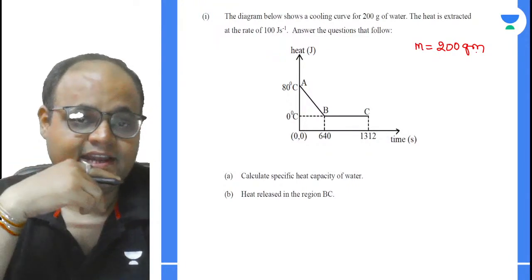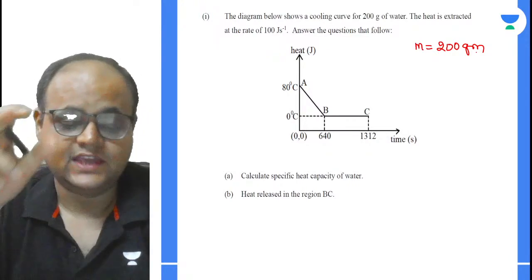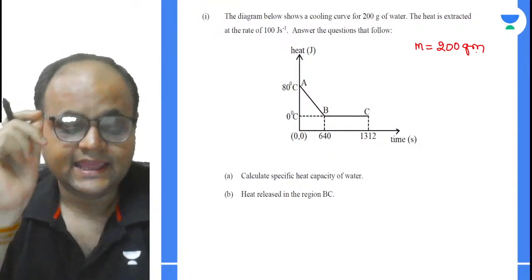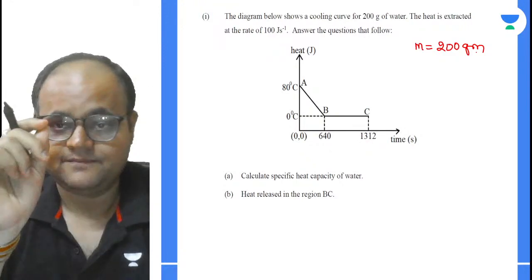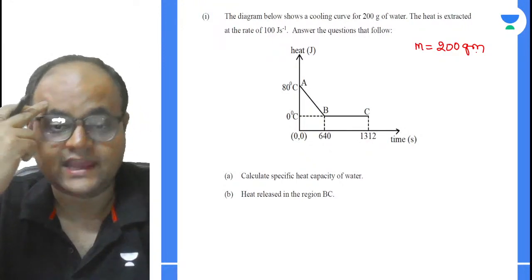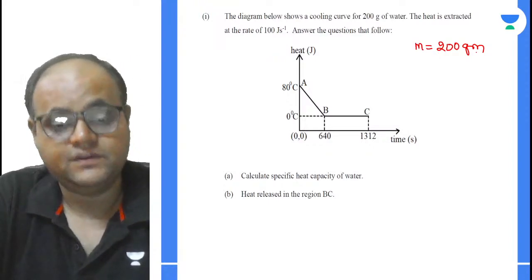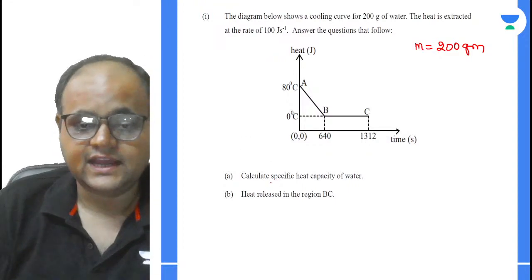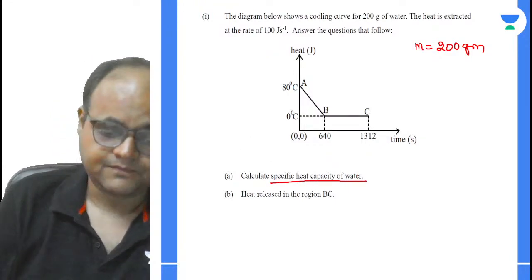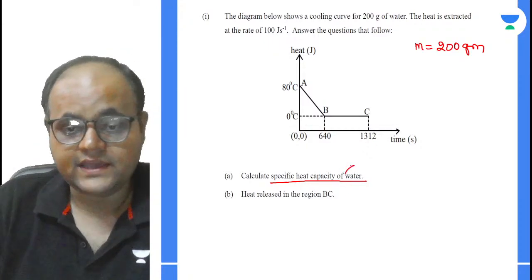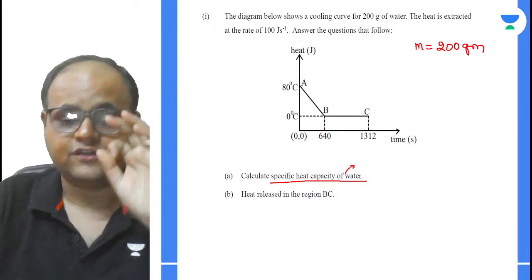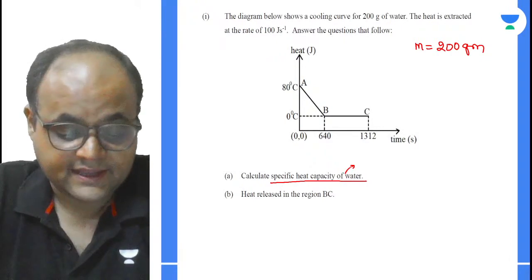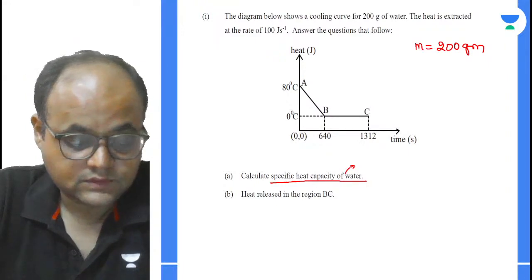The heat is extracted at the rate of 100 joule per second. Now this is the catch. In the question they are telling you 100 joule per second. Every second 100 joule of heat is extracted. And you have to answer the following questions. Calculate the specific heat capacity of the water, and the heat released in the region BC. The most important thing, whenever they are asking you the specific heat capacity, keep this in mind: you always have to look at the part of the graph where the slope is changing, okay?